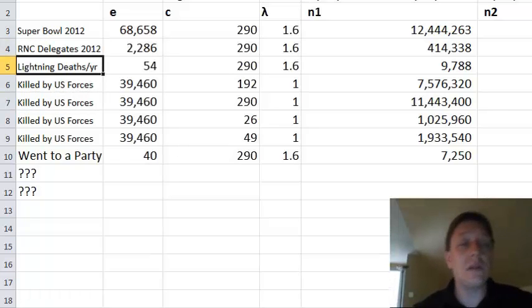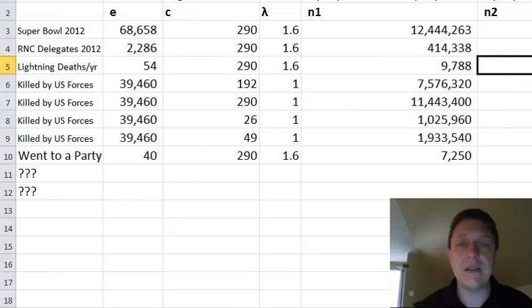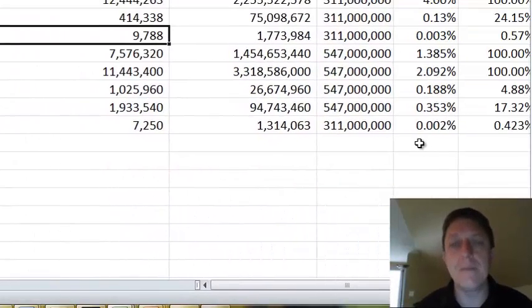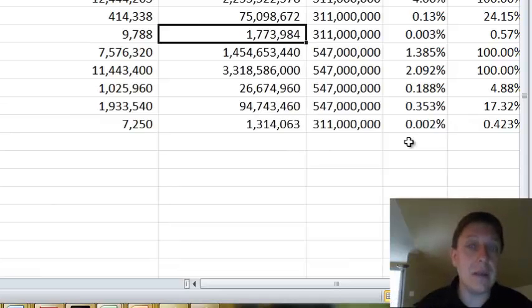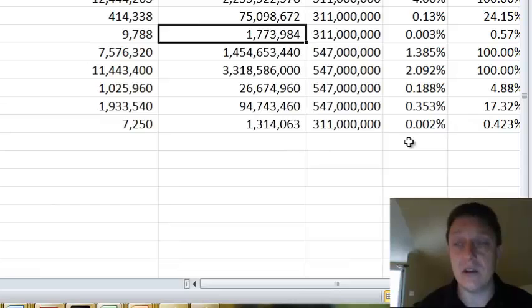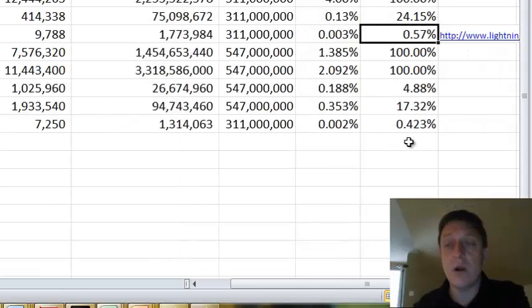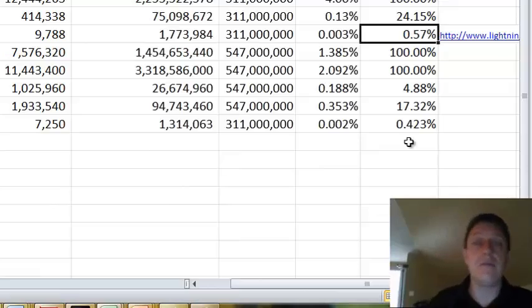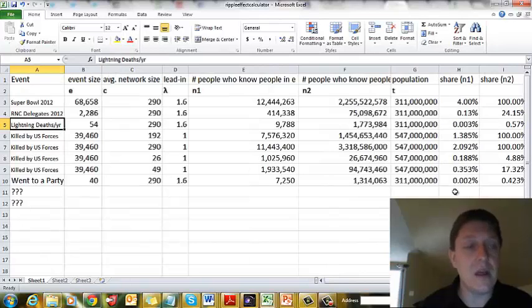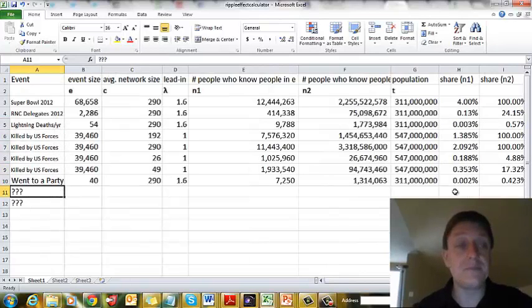We could do it with small numbers too, like the fact that there are 54 people killed by lightning each year in the United States. That means there are 9,700 people who know people who were killed by lightning, and 1.7 million people who know people who know people killed by lightning in a particular year. The percentages, therefore, are not great: 0.003% of the American public for distance 1 and 0.5% for distance 2. I put in some question marks here.